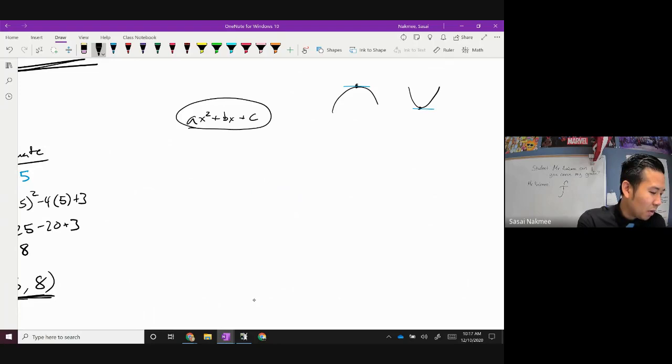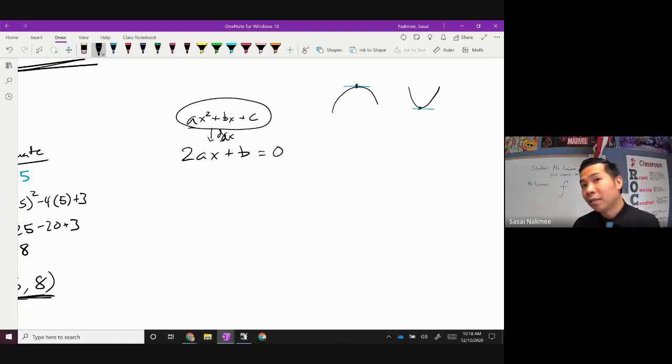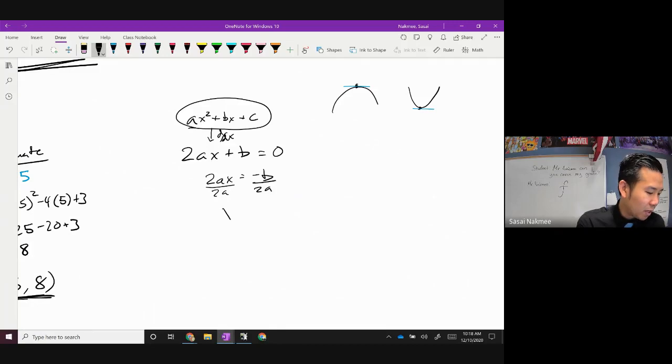So if I take the derivative of this, I end up with 2ax plus b. That's the derivative of this guy with respect to x, right? And if I set this equal to 0, that's going to tell me where the local max or local min is, or the vertex is, because there's only one part of that curve. Set this up and solve it for x: subtract b, you get 2ax is equal to negative b, and then divide both sides by 2a. This is where that equation comes from.